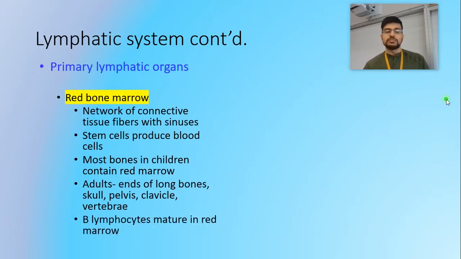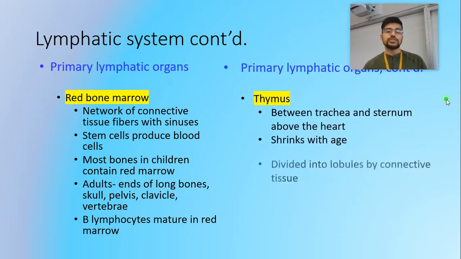Well, let's take a look at a couple of those organs, starting off with your primary organs. We have two systems, a primary and secondary system. Red bone marrow falls into your primary system. This is where you're going to have your B lymphocytes mature, and it's just inside of your bones and in your sinuses.